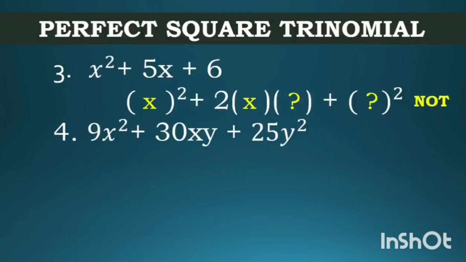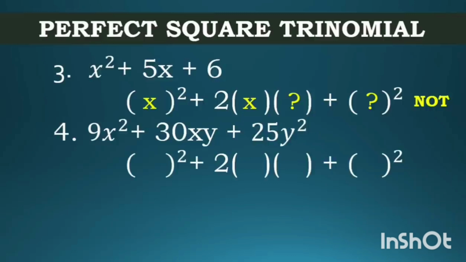Next, number 4. 9x squared plus 30xy plus 25y squared. So our first term is a perfect square, that is 3x. And then our third term is a perfect square, that is 5y. And then we will multiply 3x and 5y. So we will have 2 times 3x, that is 6x, times 5y, that is 30xy.